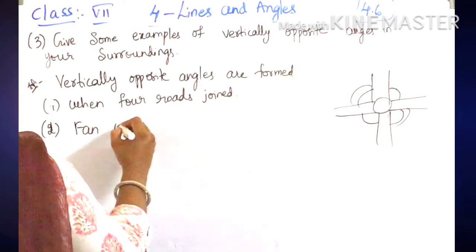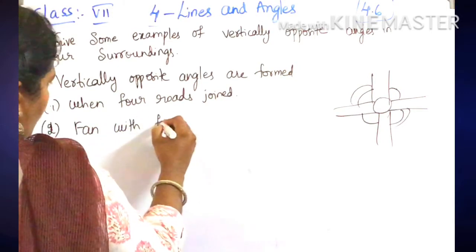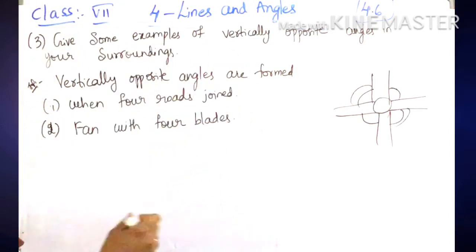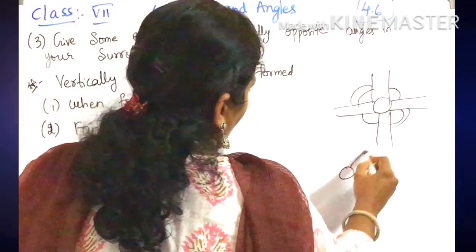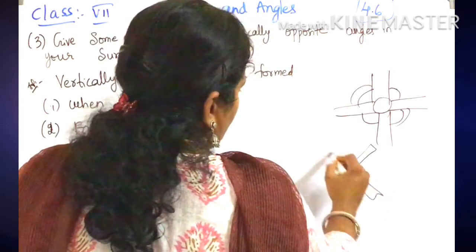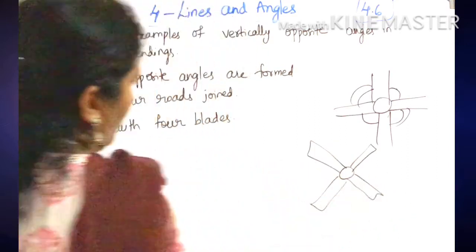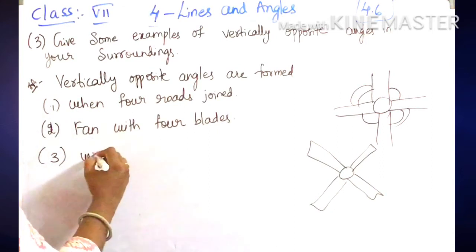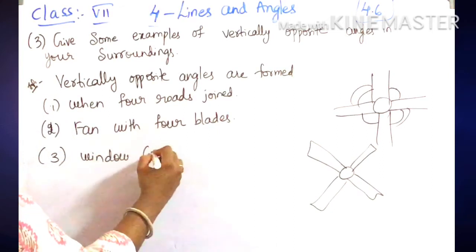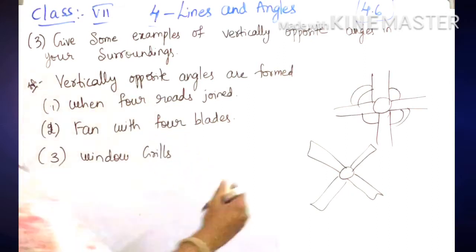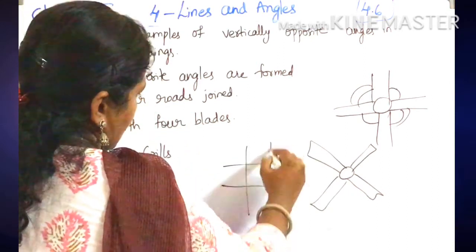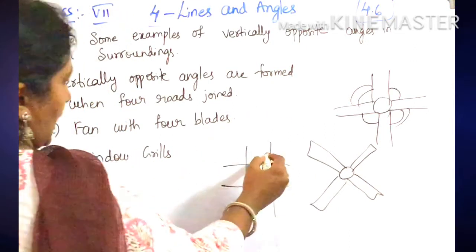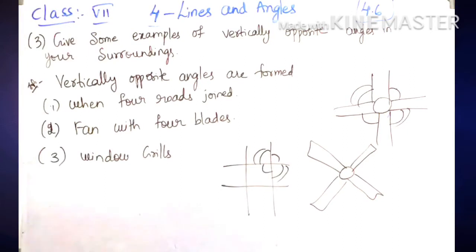Another example is a fan with four blades. Right? You have a fan, no? A fan with four blades, so these are vertically opposite angles. Now window grills. You will have window grills, right? Like this. Here this and this are vertically opposite angles, and this and this are vertically opposite angles.